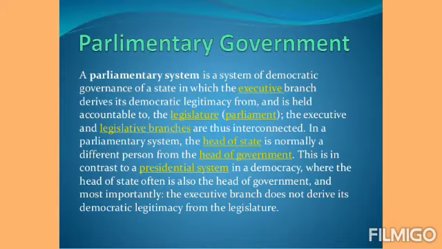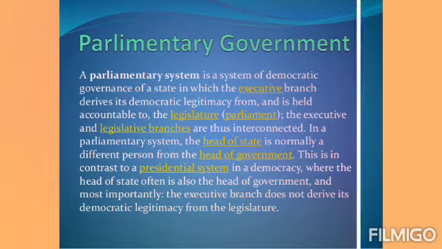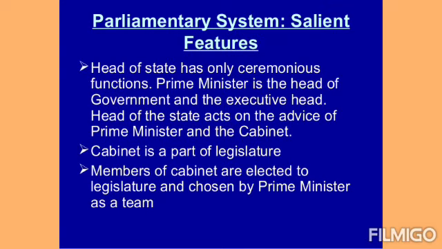So after this, a parliamentary system is a system of democratic governance of a state in which the executive branch derives its democratic legitimacy from, and is held accountable to, the legislature, and the executive and legislative branches are thus interconnected. In a parliamentary system, the head of the state is normally a different person from the head of the government. This is in contrast to a presidential system in other countries.